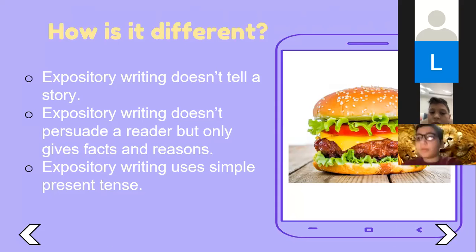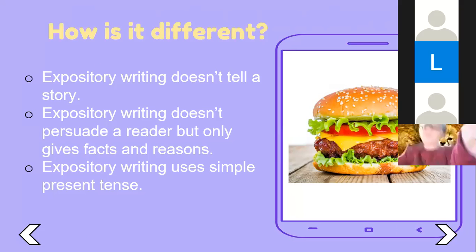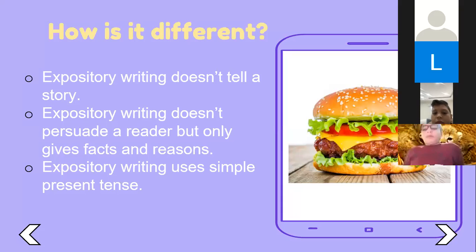So let me repeat. When we say informational paragraph, we mean we are giving just information in the paragraph. We are not telling a story. And in the expository paragraph, we give the reader only facts and reasons, okay? But in case the writer mentions his opinion at the end, then we can say that it is an expository and persuasive paragraph at the same time, okay? And don't forget to use the simple present tense while writing.